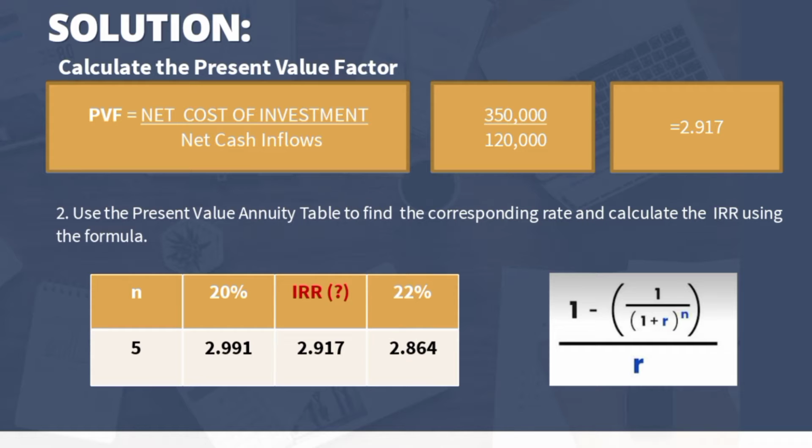Unahin muna natin yung 20%. So, 1 minus 1 over 1 plus 20% raised to N. Ano ang N natin? We have 5 years. Then, that's why 5 ang equivalent ng ating N over 20%. And we could get 2.991. And for the value of 22%, we also need to use that formula. And substitute lang natin and we could get 2.864.